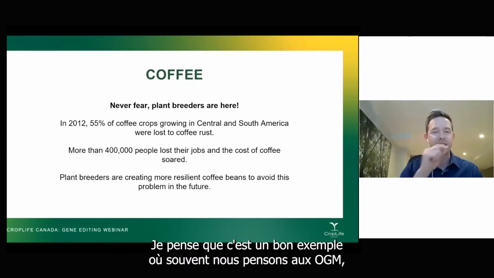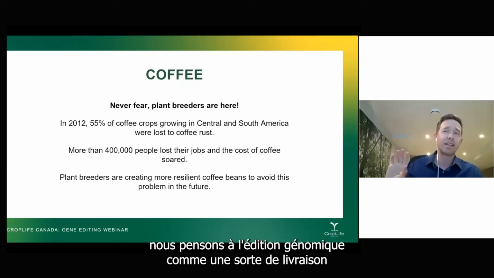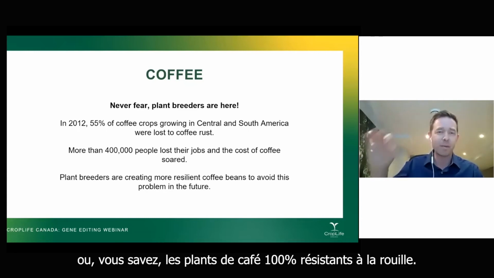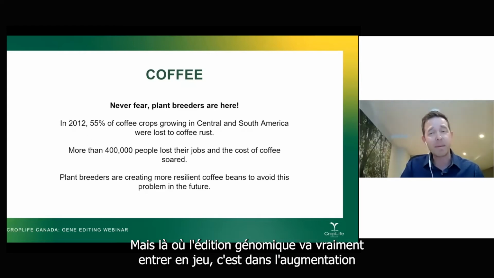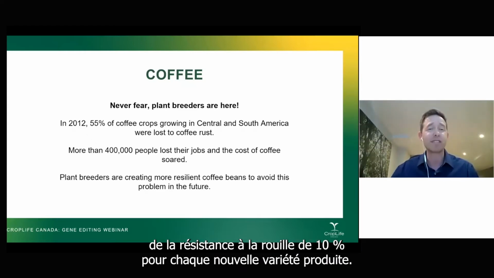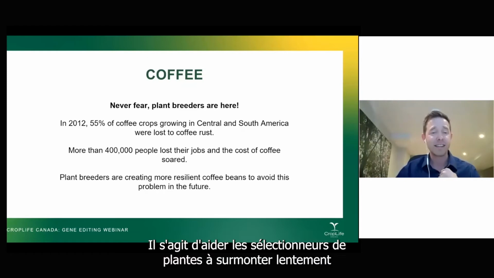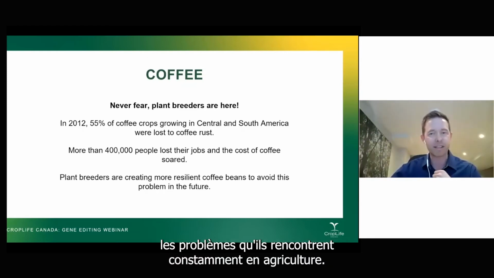I think this is a good example where often we think of GMOs, we think of gene editing as kind of delivering really interesting single traits like high fiber wheat or 100% rust resistant coffee plants. But where gene editing is really going to come in is increasing the rust resistance by 10% with every new variety you put out. So it's not just these big blockbuster interesting traits. It's about helping plant breeders slowly overcome the problems that they're constantly having in agriculture.